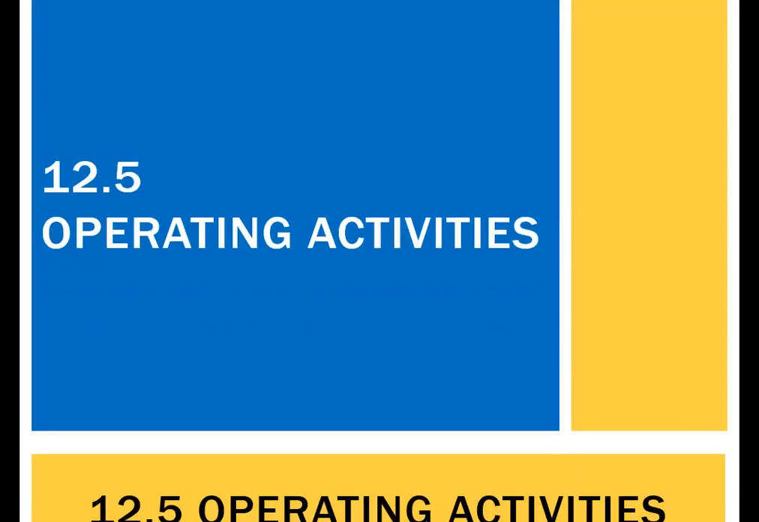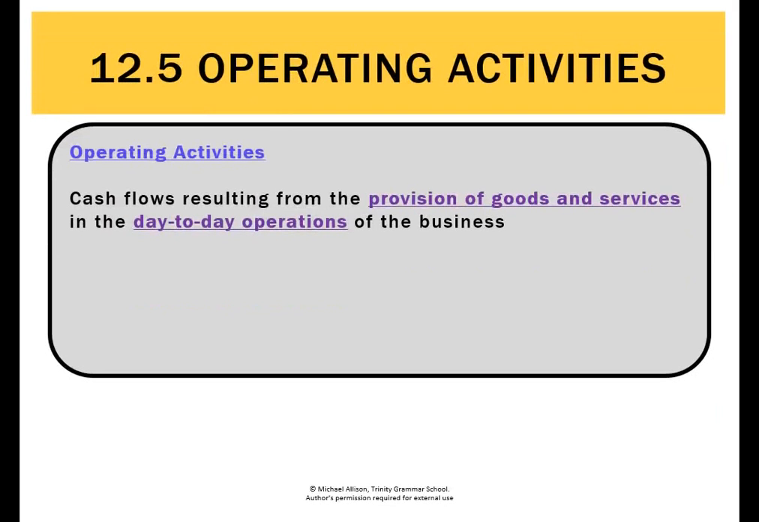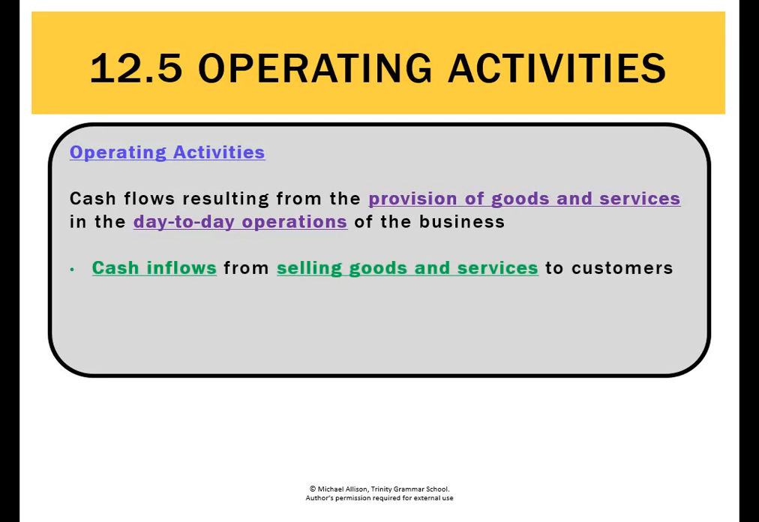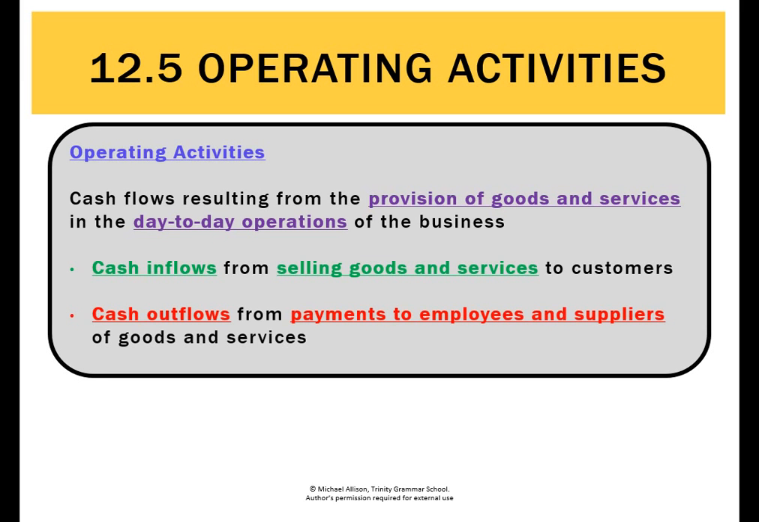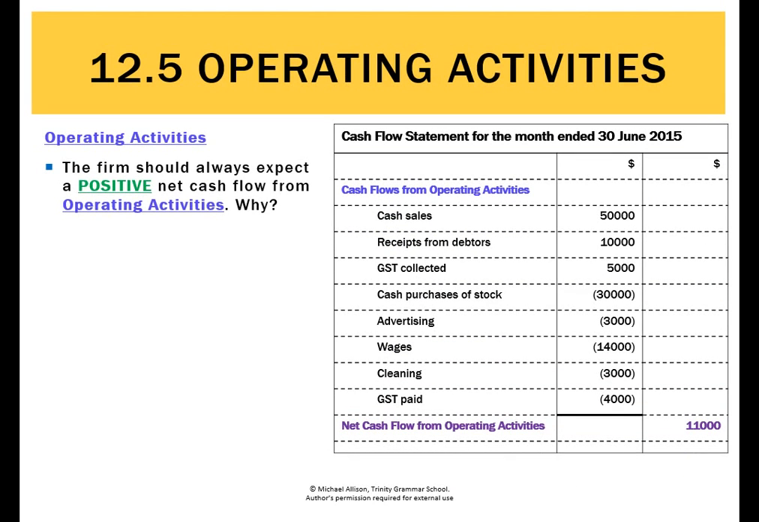The operating activities section is where we'll find most of our cash flows. Let's just recap. It's the cash flows resulting from the provision of goods and services in the day-to-day operations of the business. So cash inflows came from selling goods and services to customers, and cash outflows came from payments to employees and suppliers of goods and services.